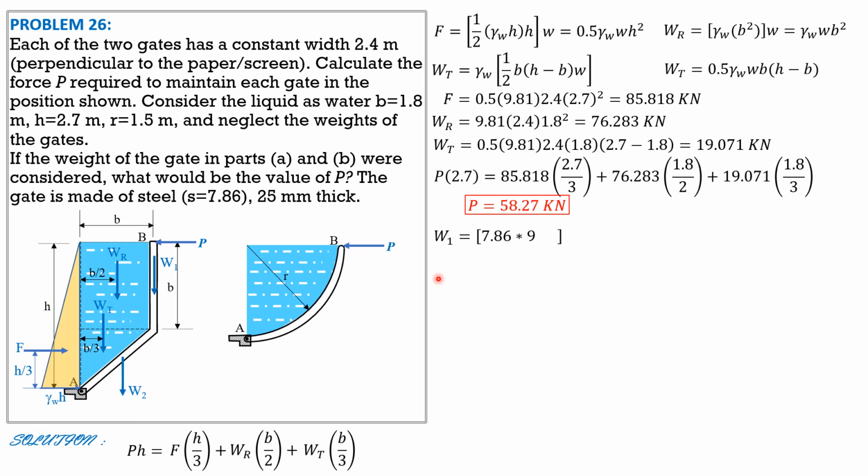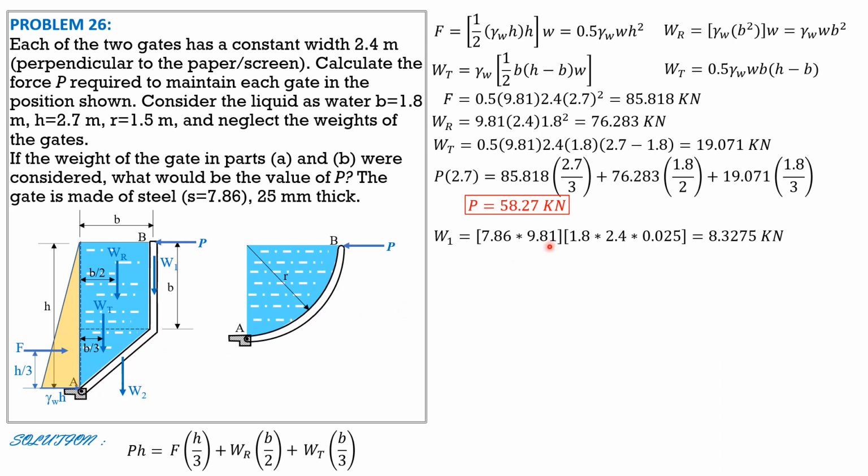So weight 1 is 7.86 times 9.81. Volume of this portion of the gate is B, which is 1.8, perpendicular to the board 2.4, thickness of gate 0.025. So 1.8 times perpendicular to the board 2.4, so that's the area of the rectangular part, times thickness, so that makes it volume 0.025, so 8.3275 kilonewtons.